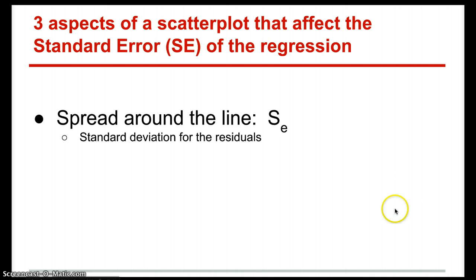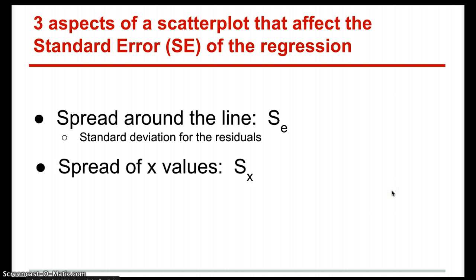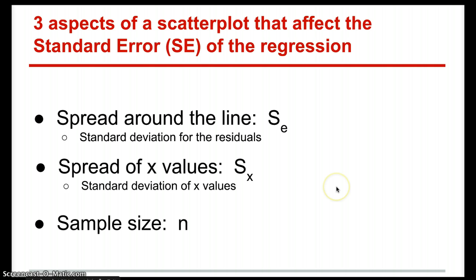Another thing that affects the line is the spread of the x values, how far they are from left to right. If everything's clumped in the center, it's going to give you a different standard error than if they were spread evenly across the x-axis. This is just the standard deviation of the x values, which is usually on computer printouts, or you can find it by doing your 1-Var Stats test. The other thing that affects it is sample size. Remember, the larger the sample, the more accurate things usually are.